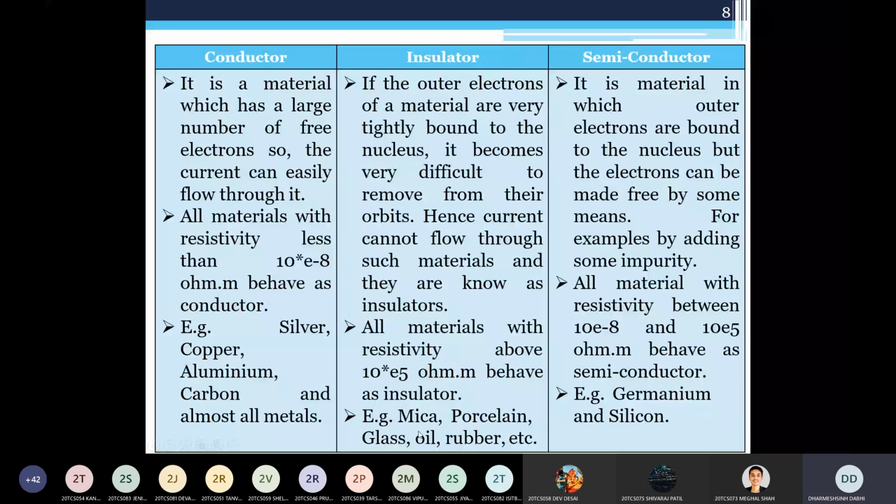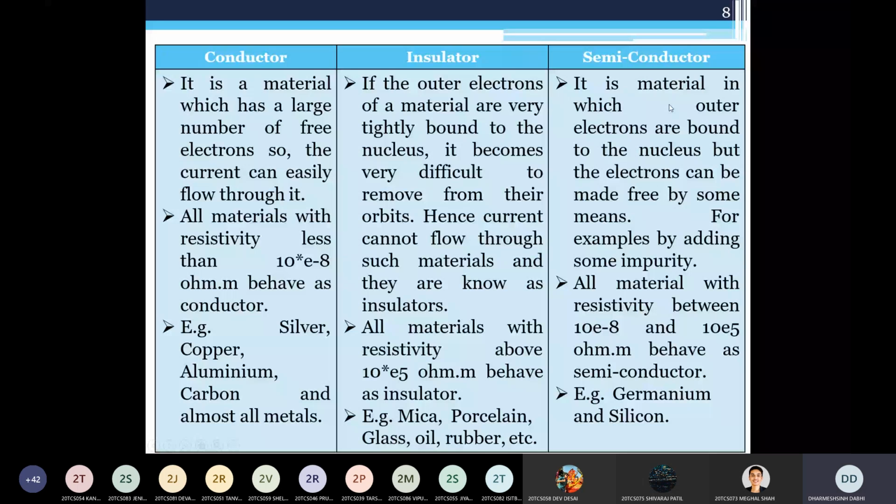Clear? Then semiconductor. What is called a semiconductor? In this type of material, the outer electrons are bound to the nucleus, but these electrons can be made free by some means. It means if you apply external energy to the outer orbit electron, then this electron can move freely. So this type of material is not called a conductor, nor is it called an insulator. It is a combination of conductor and insulator. That's why it is called a semiconductor material. It is not a full conductor or a full insulator.